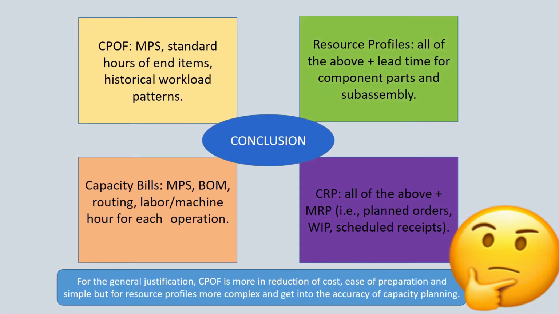Thus the conclusion of data requirements for every technique: CPOF needs MPS, standard hours of end items, and historical workload patterns. Capacity bills need MPS, BOM, routing, labor and machine hours for each operation. Resource profiles need all of the above plus lead time for component parts and subassemblies. CRP needs all of the above plus MRP: planned orders, WIP, and scheduled receipts. Note, there is an increasing requirement for data from CPOF to CRP.